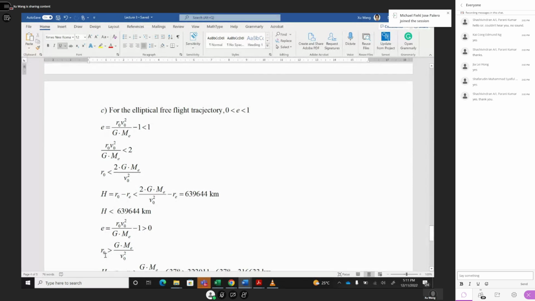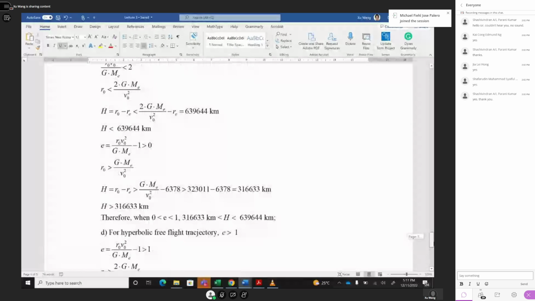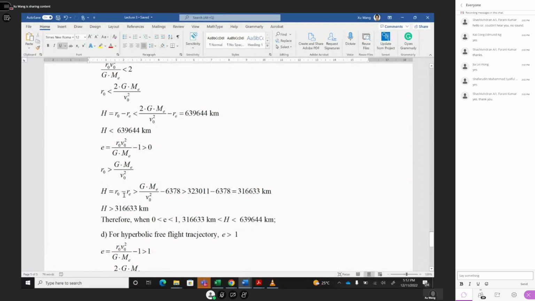And then if E is larger than 0, you should make sure R0 is larger than this one. And you calculate R0 larger than this one, minus RE, the radius of Earth, on both sides, and you get H. Okay, and this is 6,378 radius of Earth. And then use this one we calculated before. You make a calculation, 323,011 minus this radius of Earth equals this, your height.